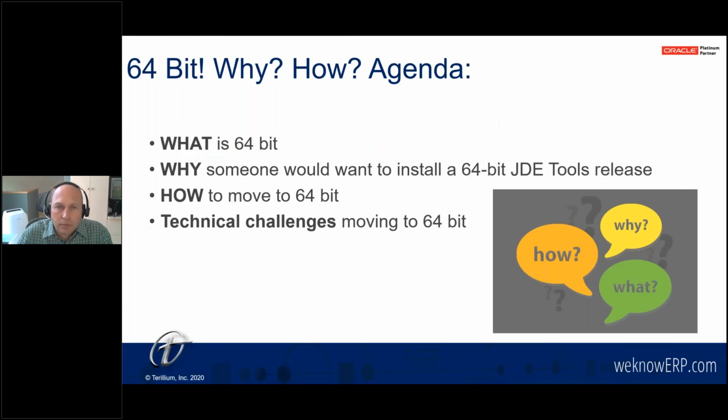So for our agenda today, we want to talk about, first of all, what is 64-bit? We throw that term around a lot. You probably have heard it for 20 years now, but the fact that JD Edwards has not been 64-bit until rather recently, within the last year or two, is something we need to understand, what that means and how that correlates. We're also going to talk about why someone would want to go to 64-bit. It's becoming more and more likely that people are going to need to move to 64-bit sooner rather than later. Then we'll get into a little bit of the how, and then finally the technical challenges on what it takes to move to 64-bit.